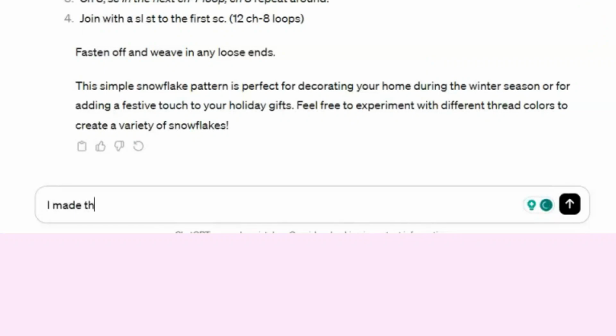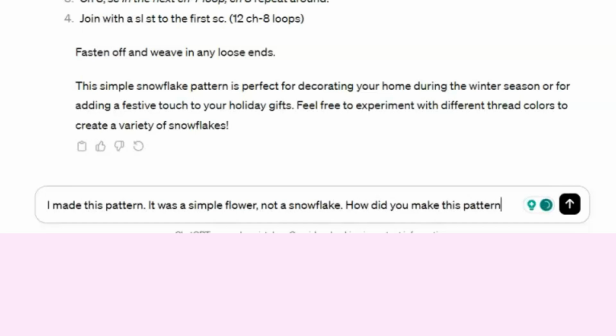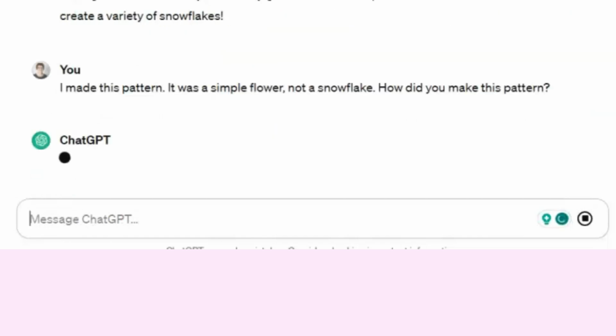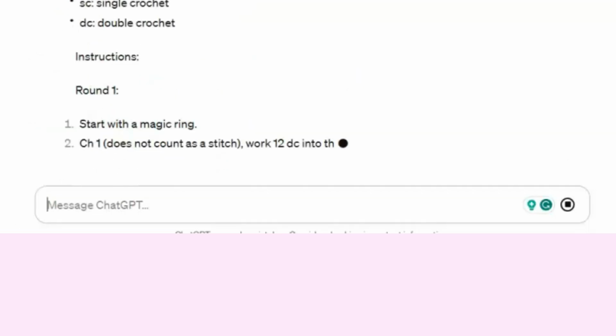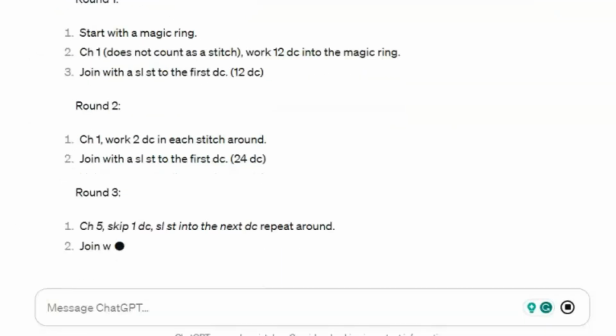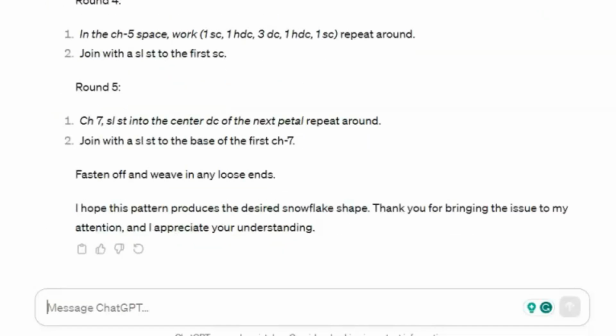So I'm going to tell ChatGPT that it was a flower, not a snowflake, and see what it says. I'm telling ChatGPT now that it was a flower, not a snowflake, and let's see what it says. Okay, it's apologizing and giving another pattern. I expected that. I'm not going to make it, and just look at it very quickly.